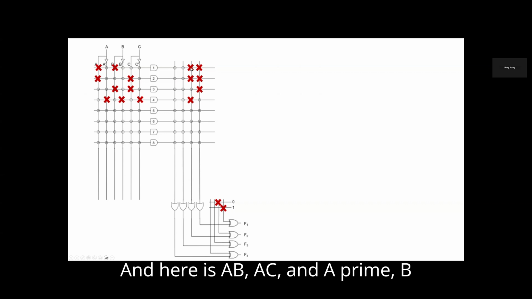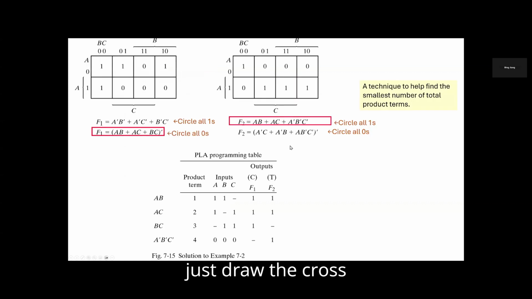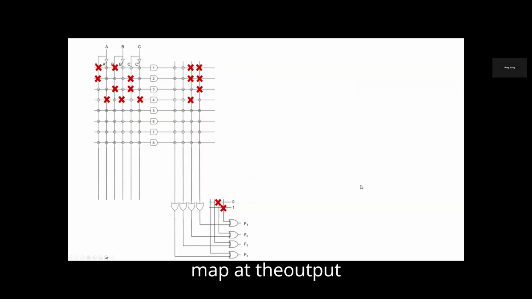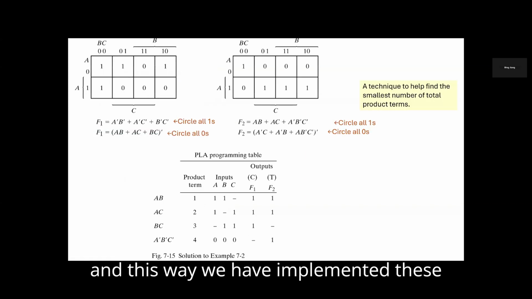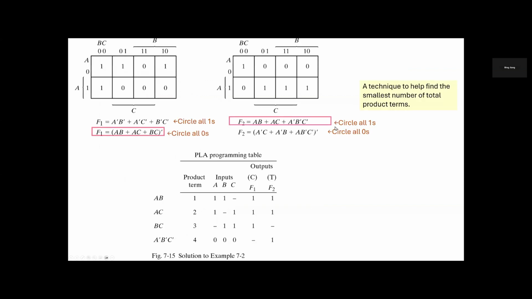And here is AB, AC, and A prime, B prime, C prime. So we just draw the cross mark at the corresponding output location. So this is the PLA diagram. And this way we have implemented these two Boolean functions with a PLA.